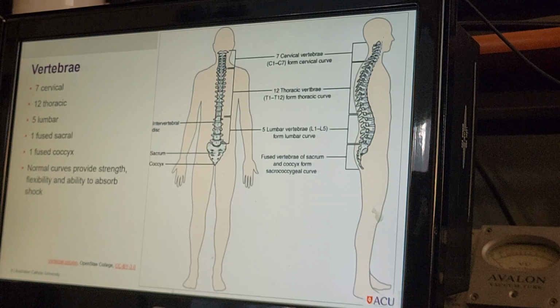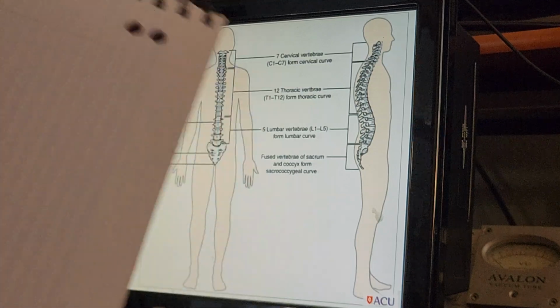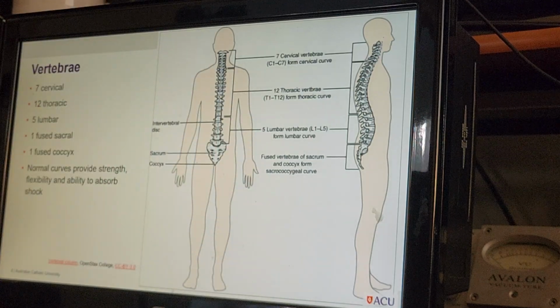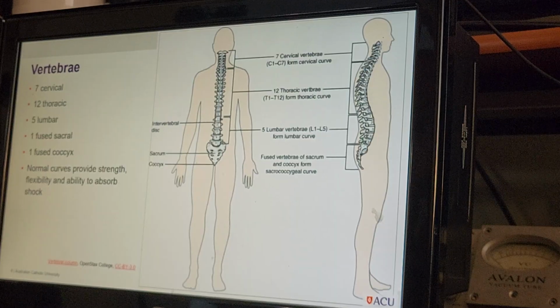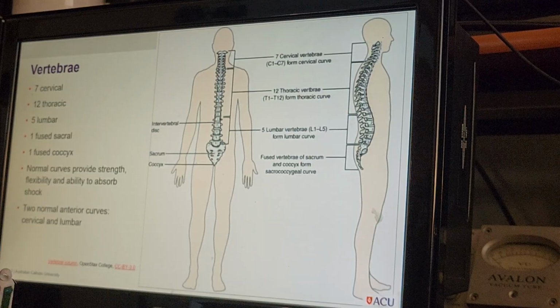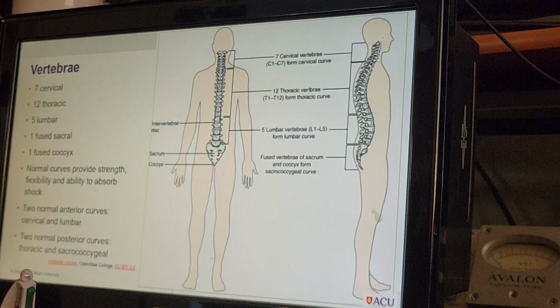Now, if you have a look at the section of the figure on the right, you'll clearly be able to see that the vertebral column is not straight. It has curves in it, and it actually has 2 normal anterior curves, so the cervical and lumbar curves, and it has 2 normal posterior curves, the thoracic and sacrococcygeal curves.